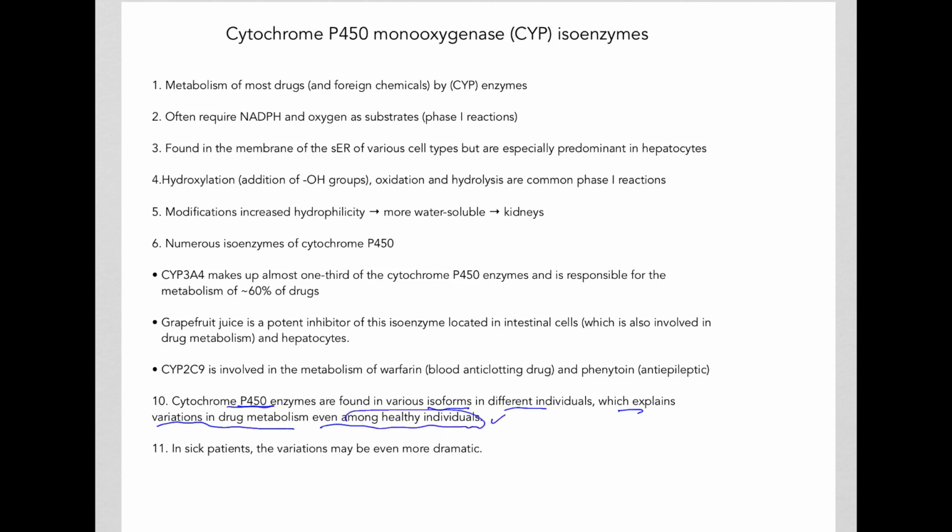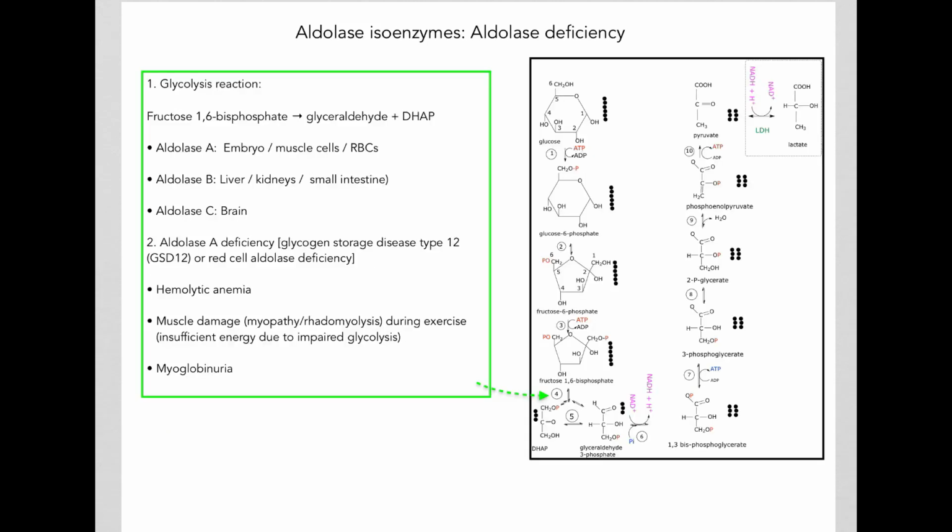Someone might take 1 aspirin and the headache goes away. Another person might take 2 or 3 aspirin and nothing happens. And in sick patients, these variations may even become more dramatic. So here's an application of isoenzyme in a genetic disease.